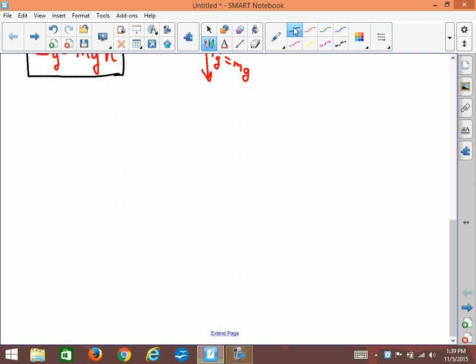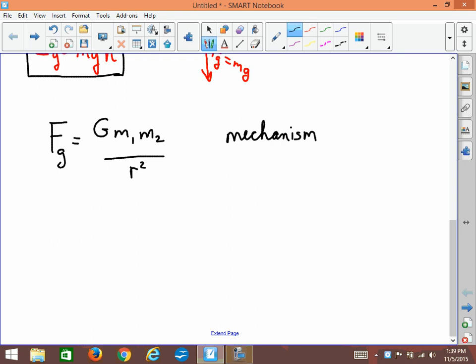Let's go back to the force of gravity equation that Isaac Newton left us with. G m1 m2 over r squared. Newton himself was completely unsure of what the mechanism was. What is the mechanism for the force of gravity? He knew that if you put in these numbers, you could figure out the magnitude of the force, and you could figure out the direction in which it acted.